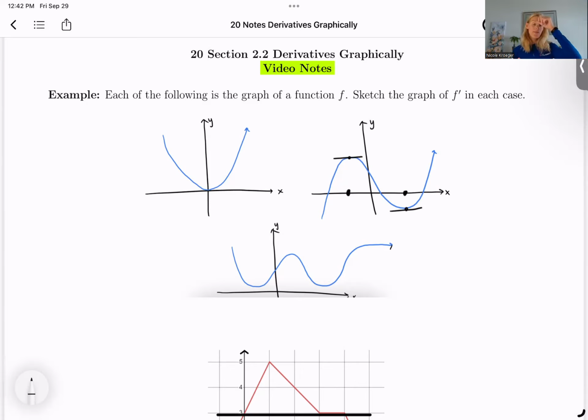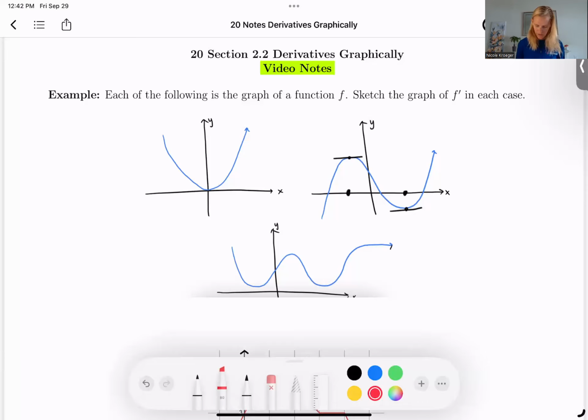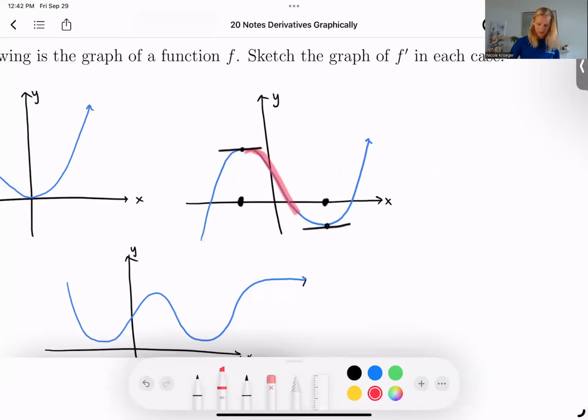Now we have to figure out where the derivative is going to be positive and where it will be negative. These are the only two places it's going to be zero, so let's look between those two points, in this region here. If I draw little tangent lines at any point along there, here, here, here, all of those little lines have negative slopes. So the derivative is going to be negative between these two points.